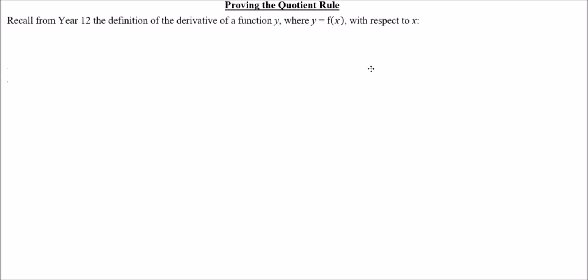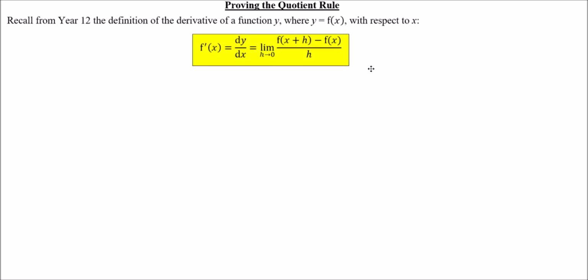So from year 12, the definition of a derivative is as follows. We need to know this off by heart. So f dash x is the limit as h approaches 0 of f of x plus a tiny increment h minus f of x, all divided by this tiny increase h as h shrinks down to the limit of 0.